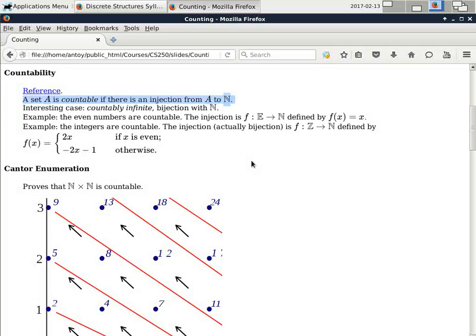All right? Can we find a bijection? Yes. What is the bijection? f of x is x divided by 2, one half of x. Now this is an injection and this is a bijection. And so it's countably infinite. All right?